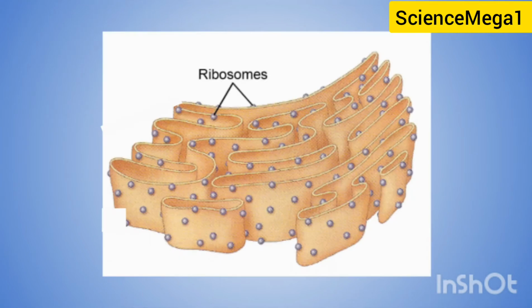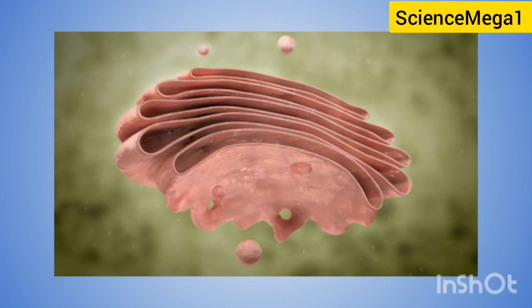The rough endoplasmic reticulum has ribosomes on its outer surface, and that gives it the rough appearance. However, the smooth endoplasmic reticulum does not have ribosomes on its outer surface. The endoplasmic reticulum divides the internal part of the cell into compartments so that chemical reactions occurring in the cell do not interfere with one another.